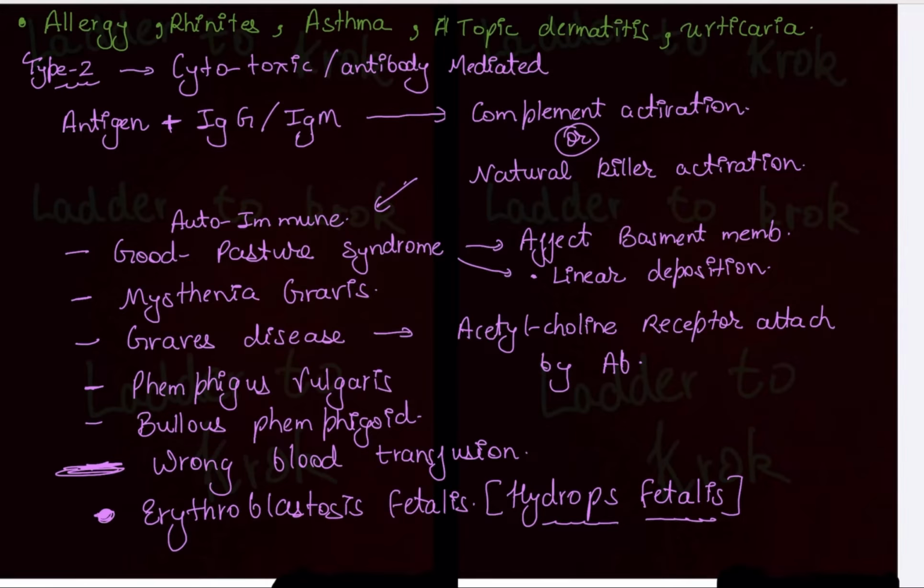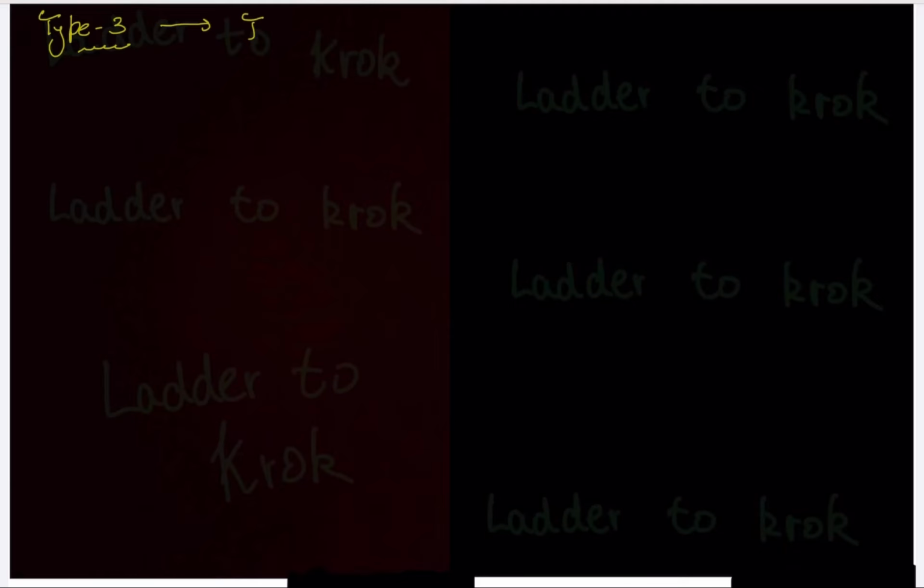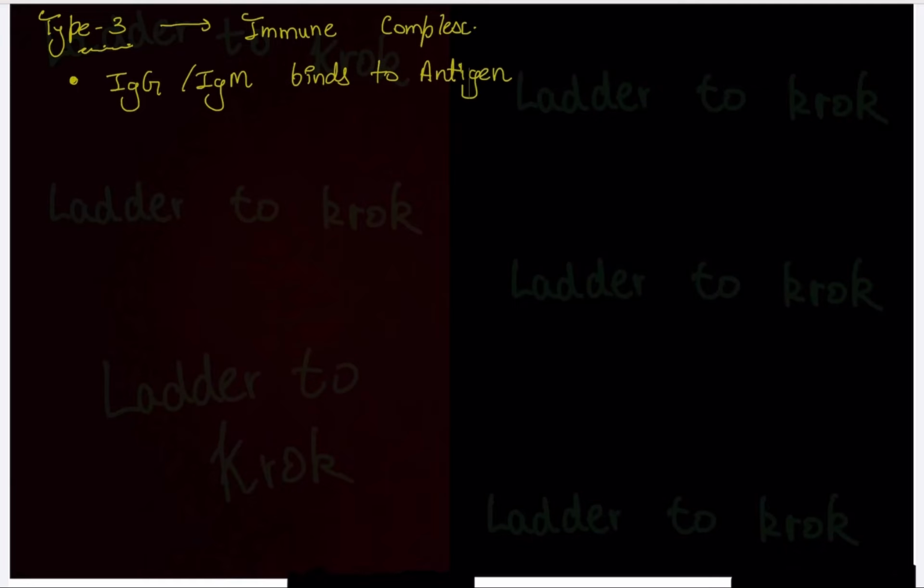Now type 3 doesn't have many names like all the others: immune complex. Type 3 hypersensitivity reaction, or immune complex. Basically, IgG and or IgM bind to antigen, same like the second type of hypersensitivity. When they bind, your immune cells cannot clean them. Suppose in some vessels there is inflammation, so your IgG and IgM go and bind their antigen or whatever is present there.